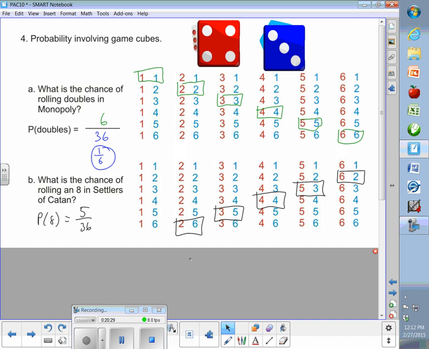I've done that. So again, remember, this is probability. The more times you do it, the closer you'll get to the actual probability. Anytime you use 2 game cubes, there are always 36 choices. And by charting it like this, it's pretty easy to see how many outcomes there are. And that's what you'd have to think through if you were asked a question like that.